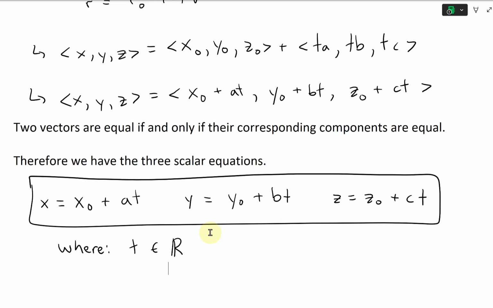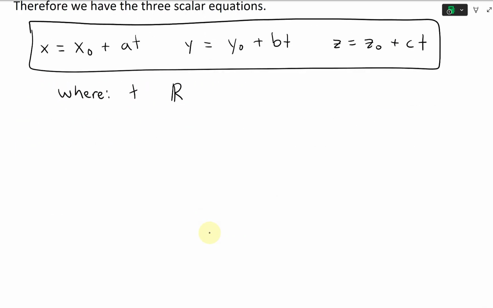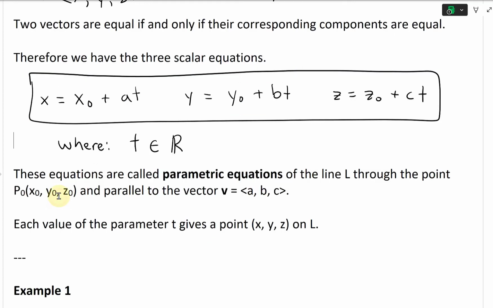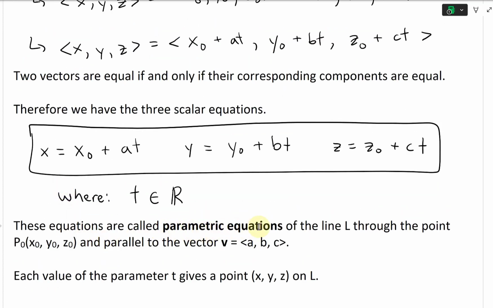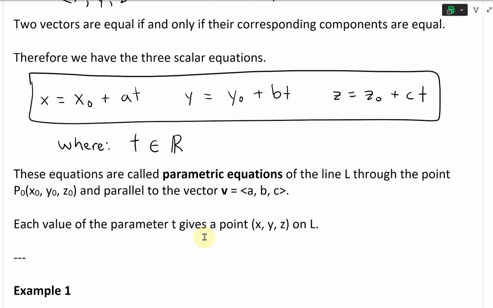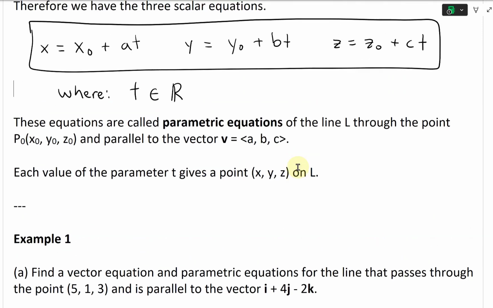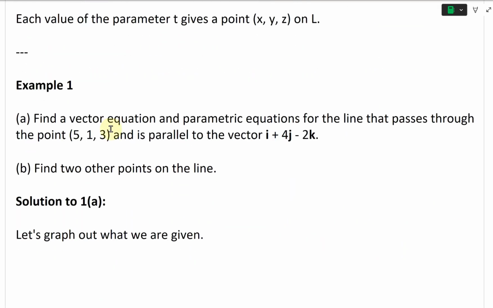It could be anything positive, negative, and so on, as long as it's a real number, not a complex number, which we've not defined it for in this particular case. And now these equations are called parametric equations of the line L through the point P naught, x naught, y naught, z naught, and parallel to the vector v with components a, b, and c. Again, they are parametric equations because they all have this parameter t there. And each value of the parameter t gives a point x, y, z on the line L. It's very, very interesting.